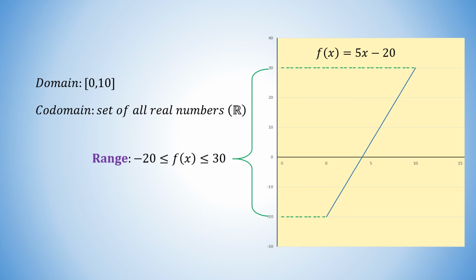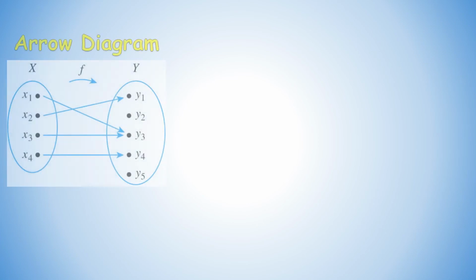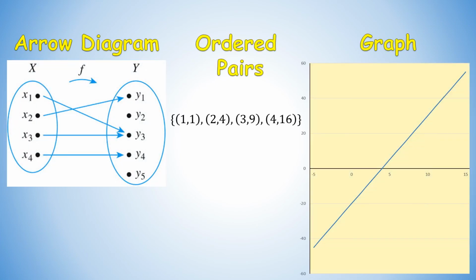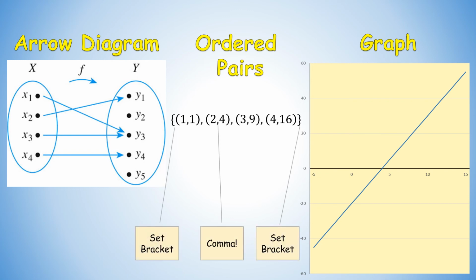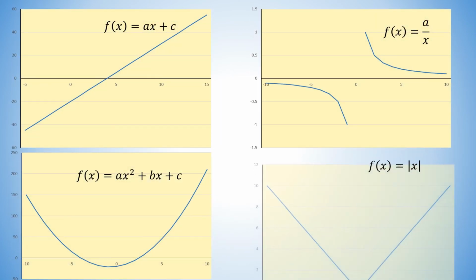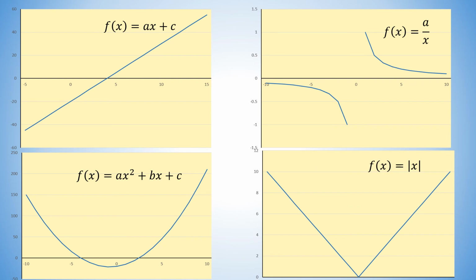There are three conventional ways to visually represent functions, which are by arrow diagram, ordered pairs, and graph. Note here that when you write out a relation in ordered pairs, the input and output are separated by a comma, and that all the ordered pairs are contained in the set notation. Here are some common functions that you'll be dealing with, so it's a good idea to familiarize yourself with them. That's a linear function, a reciprocal function, a quadratic function, and the modulus function.